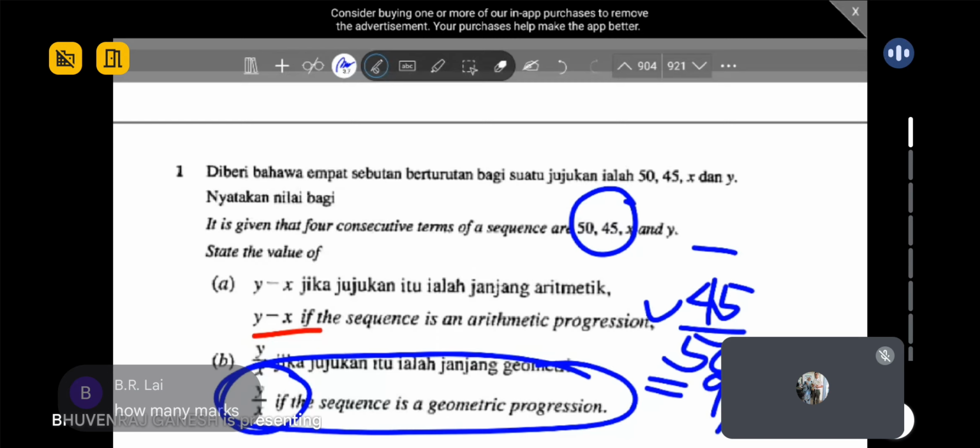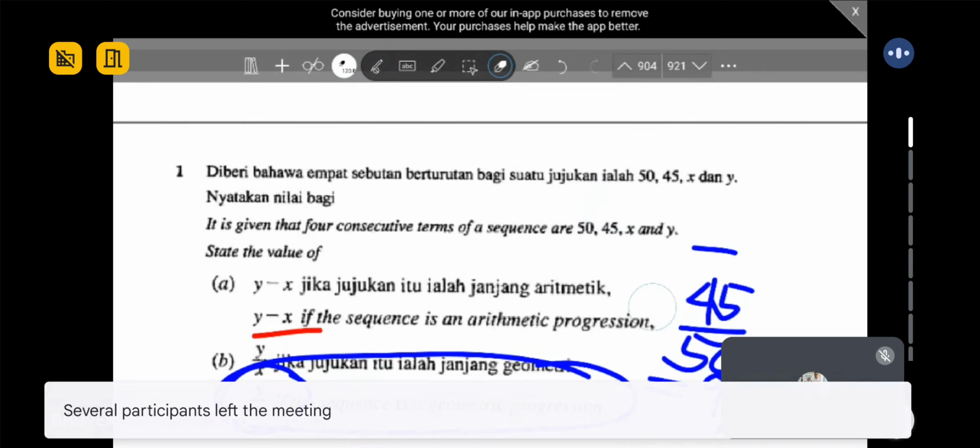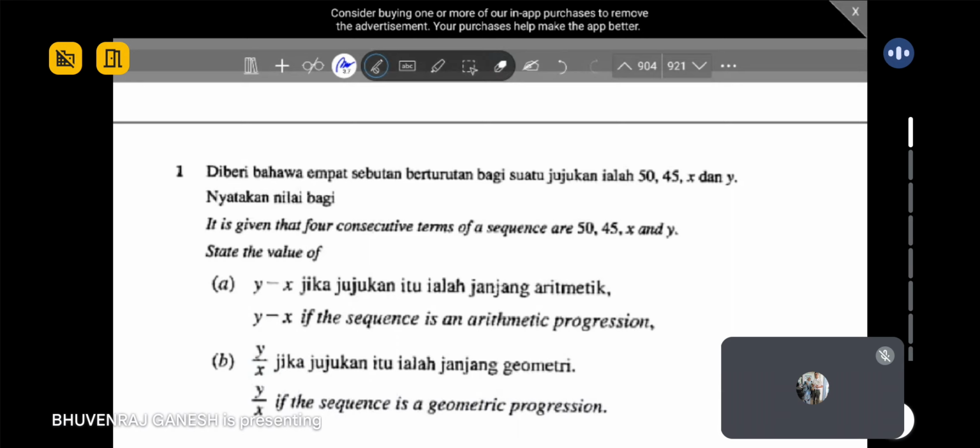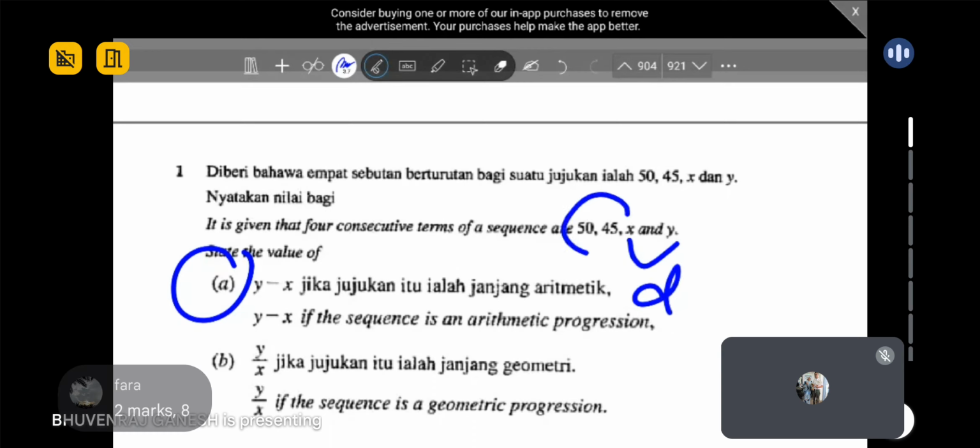I'm not really sure about the marks, but I think most likely it will be one mark. Because actually, right guys, you don't need to find your X and Y value for both of these questions. For the first part, Y minus X is your common difference. Am I right? Beza sepunya. So you can actually get it from the two values already.